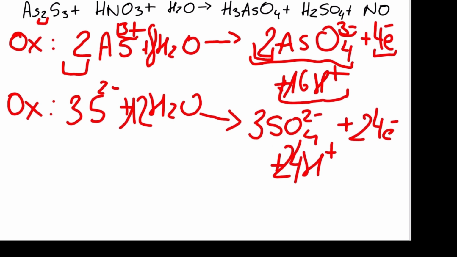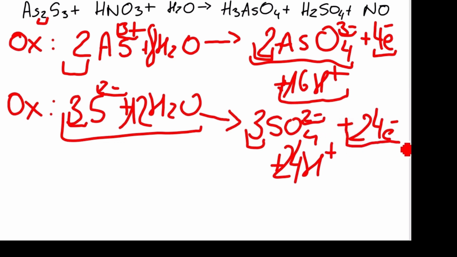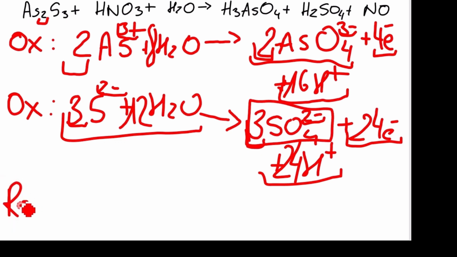What is the net charge on the left side of the reaction? 3 times 2 minus gives us 6 minus. On the right side, 24 minus plus 24 plus gives us 0, so the net charge is 6 minus. Everything is correct. Reduction.